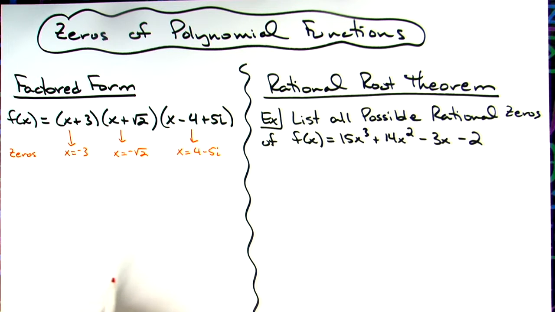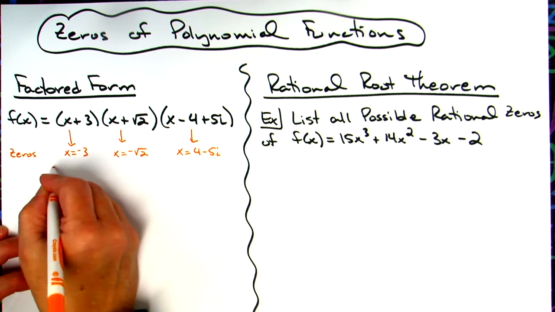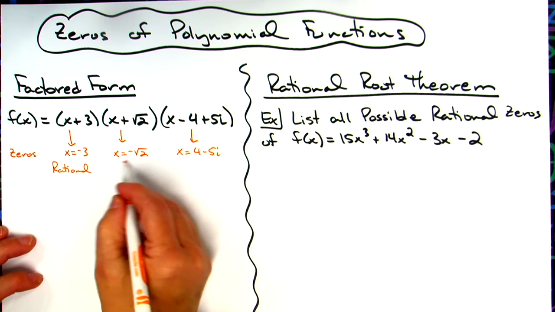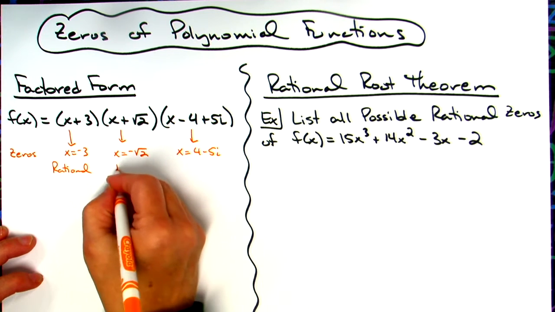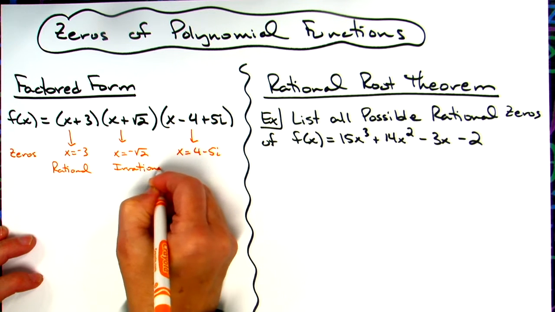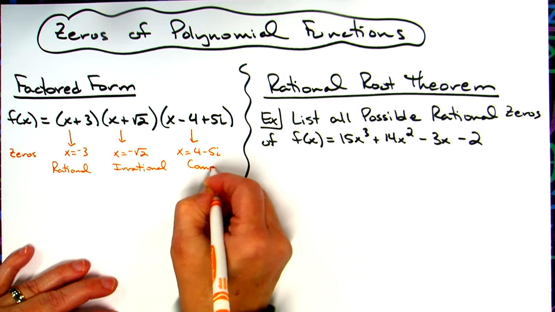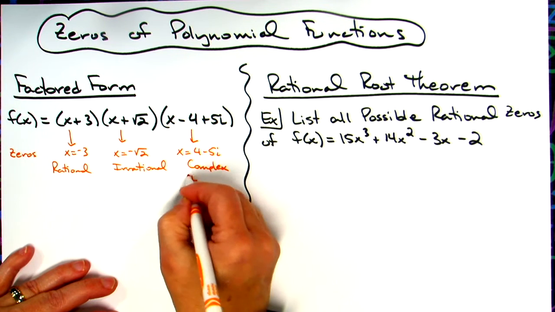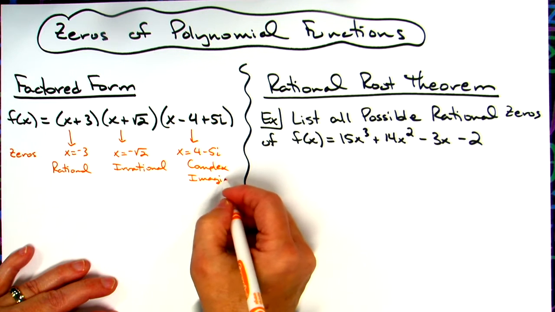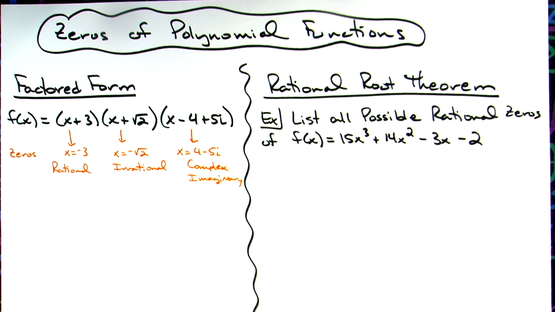Now from there, we can identify the type that they are. So x equals negative 3 is a rational zero. The x equals negative square root of 2 is an irrational zero, because square root of 2 goes on forever and ever and ever. And then this last one right here is what's called a complex imaginary zero, because we can see that we've got that complex number sitting there, 4 minus 5i. So there's the types of zeros that we have.